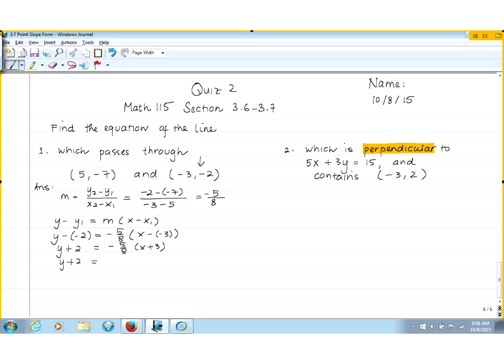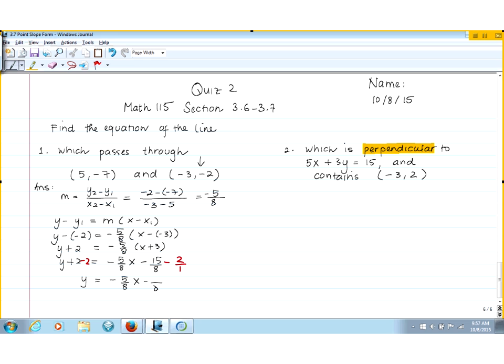What now? Distribute? Okay, so how do I distribute this? What do I have? Negative 5 over 8x and then negative 5 over 8 times 3, minus 15 over 8. Yes, so we multiply the top. This is 3 over 1. Okay, then what? You subtract 2 from both sides. So 2 is 2 over 1. Okay. So y is equal to negative 5 over 8x.